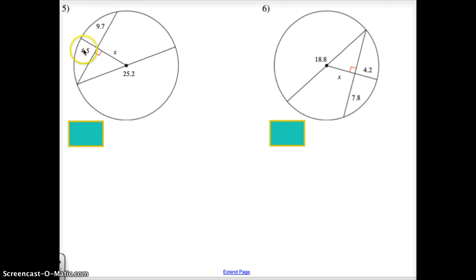In number 5, the 4.5 means this segment from the chord to the circle, and 4.2 represents the segment from the chord to the edge of the circle. Hit pause and answer these questions now.